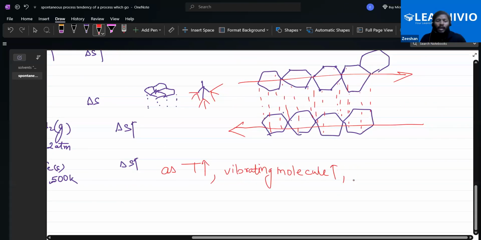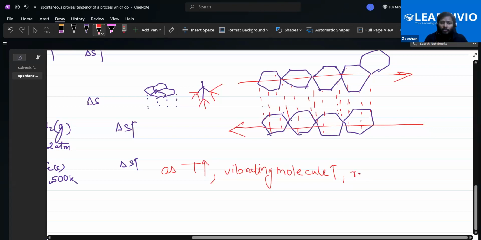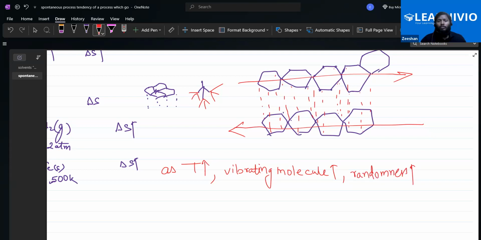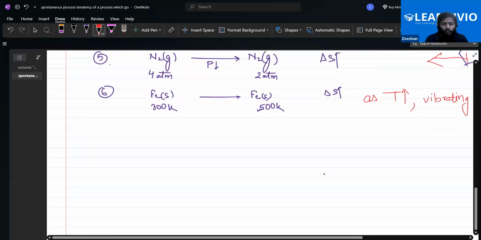Got my point? For example, this pen was vibrating this much. Now after hitting, it is vibrating here and there, right? Here and there. So randomness has increased, right? I think you all have understood. Good.